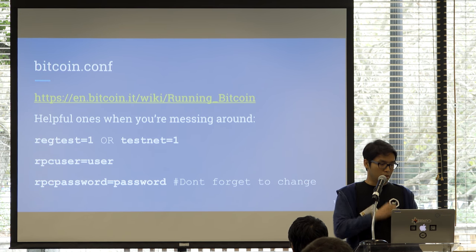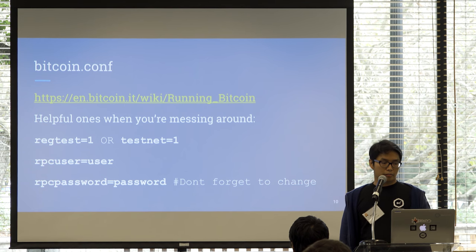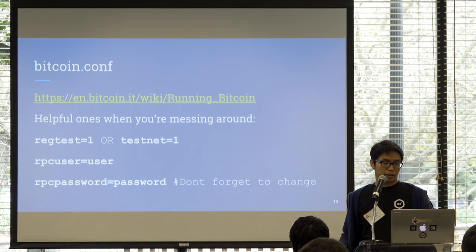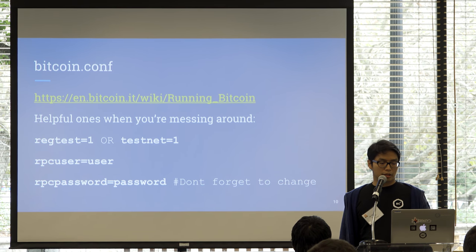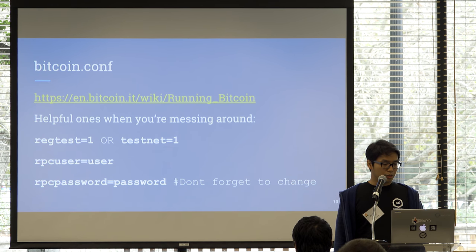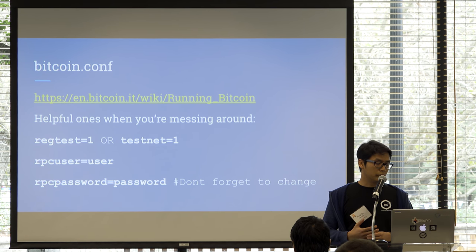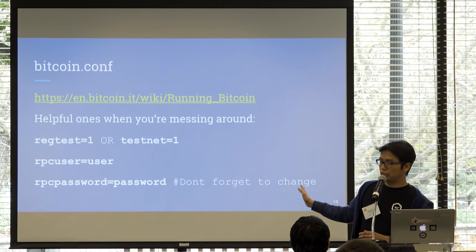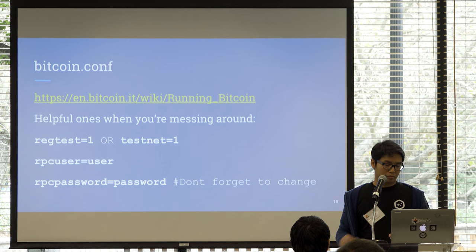Great. So before running, there's also this link for running Bitcoin. Bitcoin has a configuration file at bitcoin.conf. If you look at the link, it tells you where it's generally located, depending on whether you're on OS X, Linux, or Windows. Here's what I find useful, especially if you're messing around with the code: you set regtest to one, or if you're using testnet, you set testnet, and then set the RPC user and password. And of course, don't forget to change all of this into something more secure whenever you're trying to deploy something that's real.